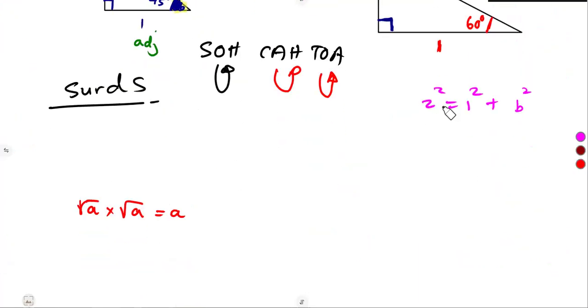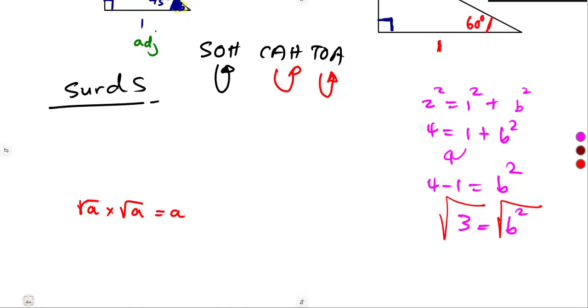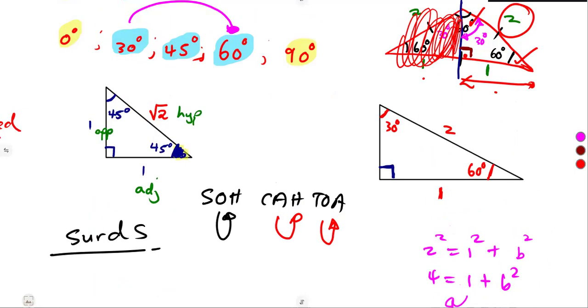So this is how we got these ones, guys. So 2 squared, 4, equals 1 squared, 1, plus b squared. You take this one to the other side, that's 4 minus 1 equal to b squared. So 3 is equal to b squared, introducing the square root both sides. So b will be equivalent to the square root of 3. Meaning to say that's our third side. The third side is the square root of 3.